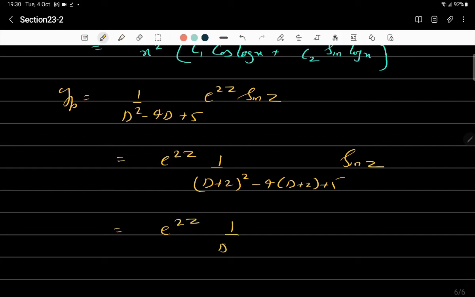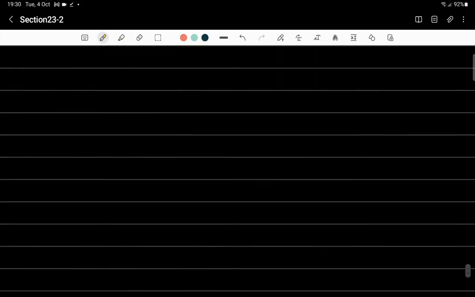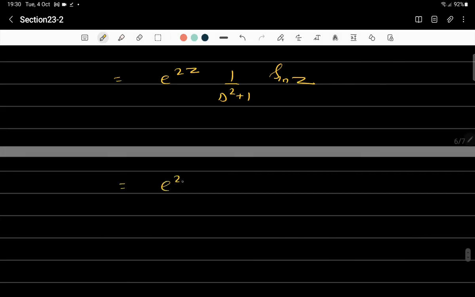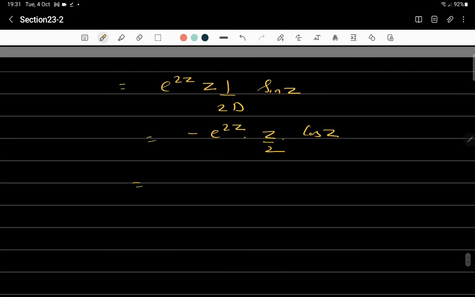So it becomes 1 by D square plus 1 of sin z. Now you can see that D square is equal to minus 1, which gives you denominator equal to 0. So you write it as e raised to the power 2z, multiplied by z, times 1 by 2D of sin z. That gives you minus e raised to the power 2z, z by 2 cos z. If you transform it, it becomes minus x square by 2 log x cos log x. So you can see that it was a very complex problem but can be easily solved using the operator method. Thank you very much.